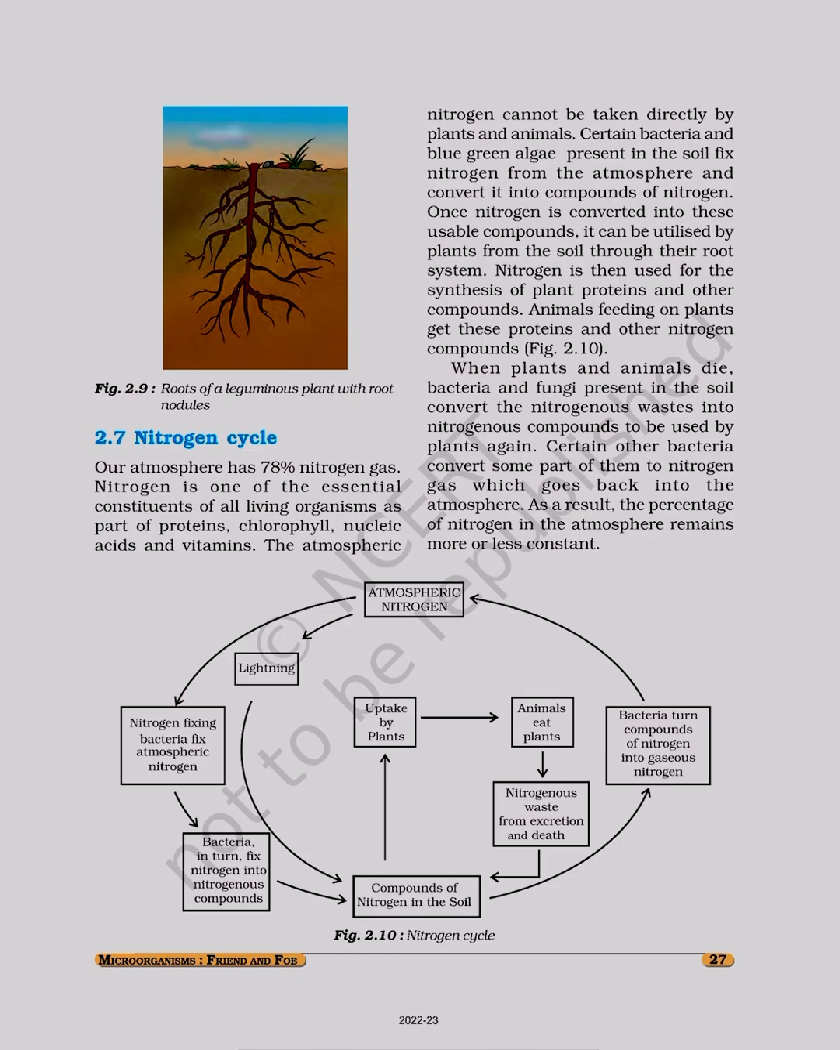Figure 2.10 Nitrogen cycle. Atmospheric nitrogen, lightning, compounds of nitrogen in the soil. Nitrogen fixing bacteria fix atmospheric nitrogen. Then bacteria in turn fix nitrogen into nitrogenous compounds. Compounds of nitrogen in the soil. Uptake by the plants. Animals eat plants. Then nitrogenous waste from excretion and death, and then again compounds of nitrogen in the soil. Then bacteria turn compounds of nitrogen into gaseous nitrogen and then atmospheric nitrogen.